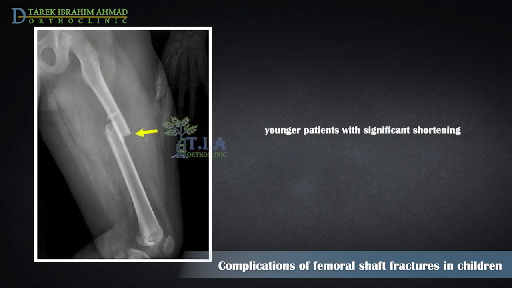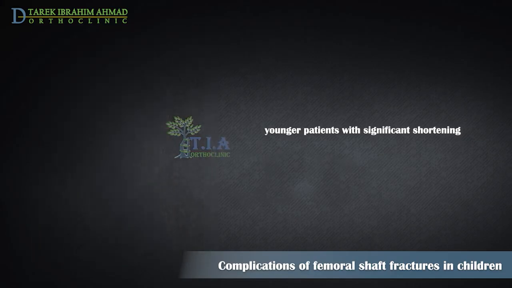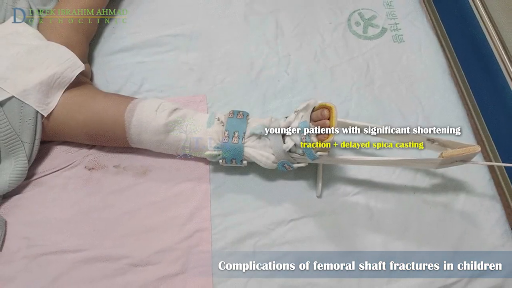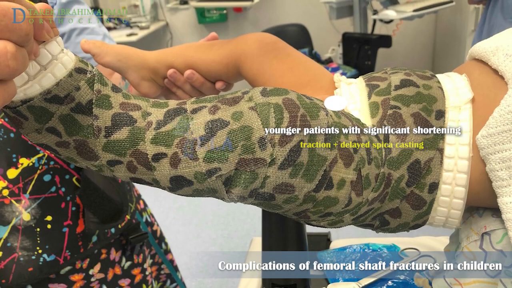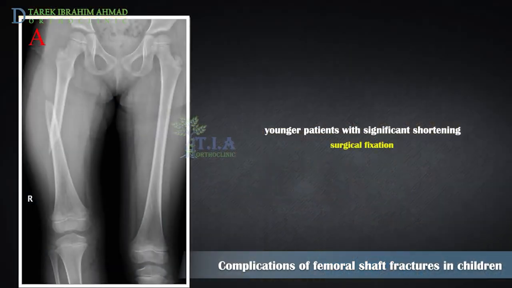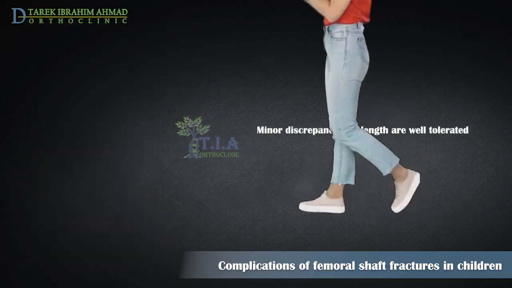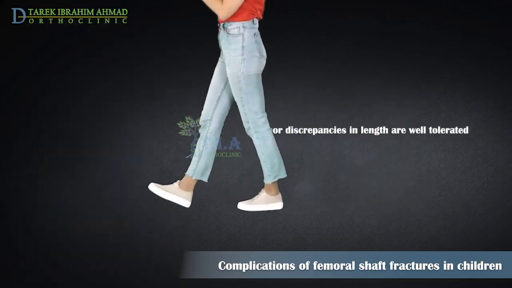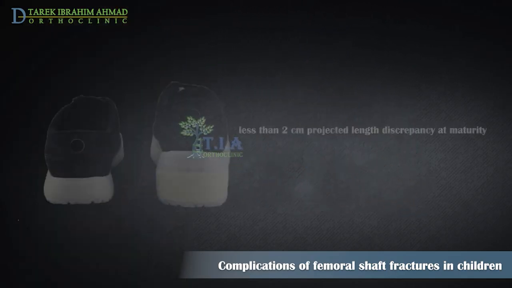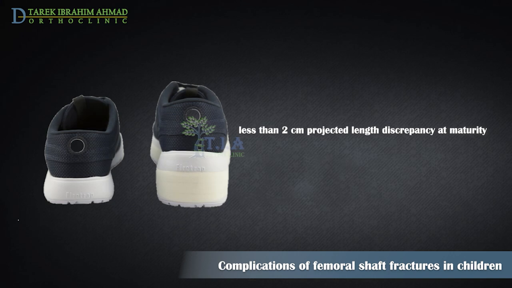In case of shortening greater than 2 to 3 centimeters, it can be symptomatic. So we use temporary traction plus delayed spica casting, or surgical fixation to prevent persistent shortening. Minor discrepancies in length are generally well tolerated. When the predicted leg length difference at maturity is less than 2 centimeters, shoe inserts are the recommended treatment of choice.